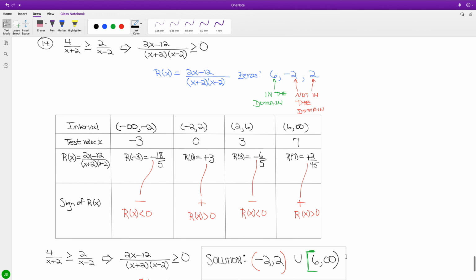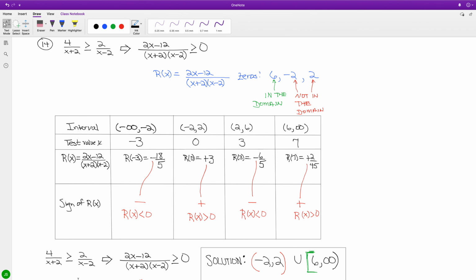And in looking at what we have going from the comparison inequality to our combined ratio in comparison to 0, we have 2x minus 12 over x plus 2 times x minus 2 is greater than or equal to 0. As our first priority, we're looking at where R of x is greater than 0. So we have between negative 2 and +2, and also going past 6 on out to infinity.